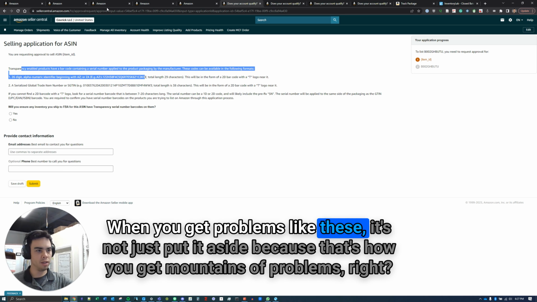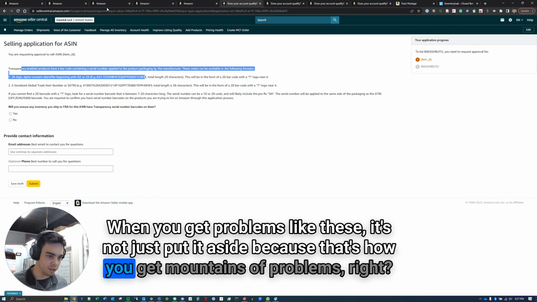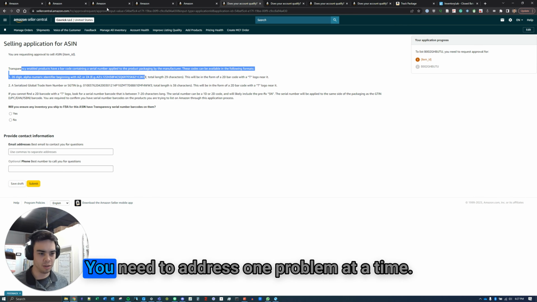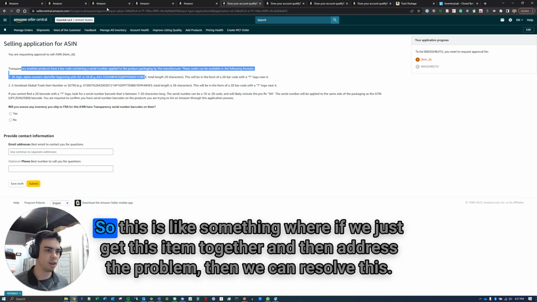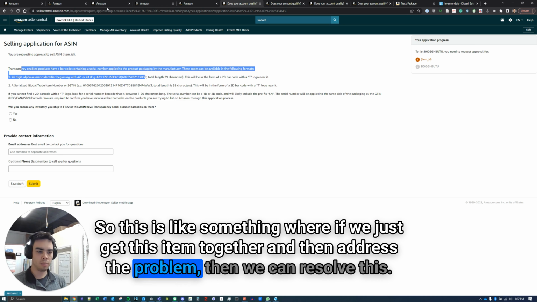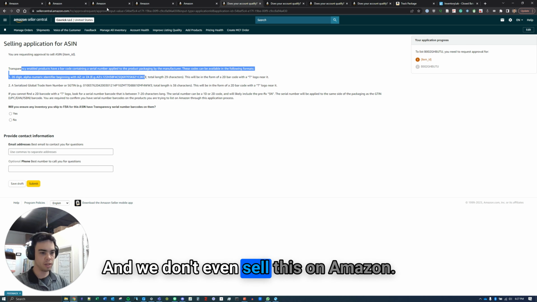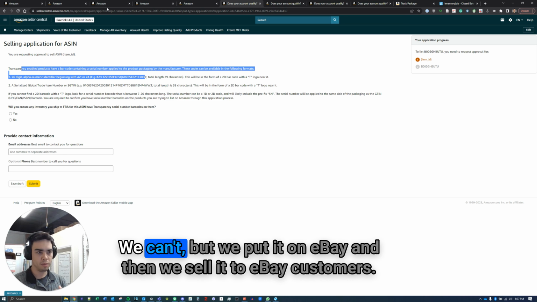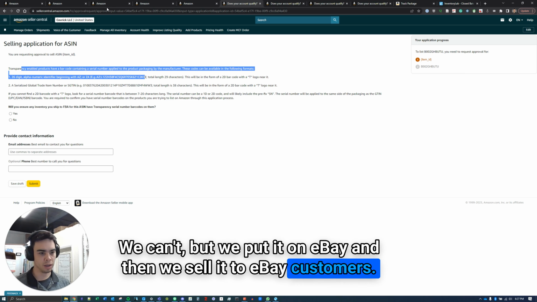When you get problems like these, it's not just put it aside, because that's how you get mountains of problems, right? You need to address one problem at a time. So this is something where if we just get this item together and then address the problem, we can resolve this. We can't sell this on Amazon, but we put it on eBay and then we sell it to eBay customers.